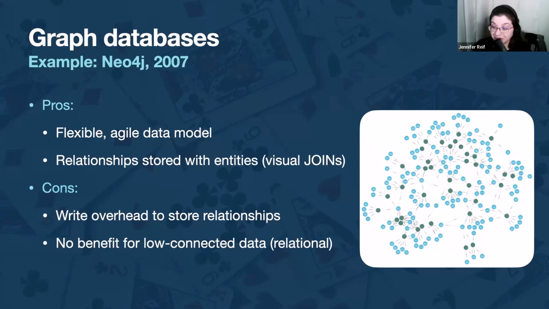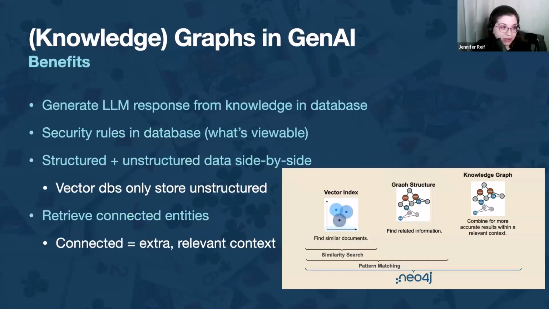But you get a lot of benefit when you look at the relationships stored there. So how does this help me in GenAI? How are graphs a good thing? You'll hear this term of knowledge graph as kind of a subset of graphs in general in GenAI. The good thing with this is you can generate an LLM response from the knowledge found in the database.